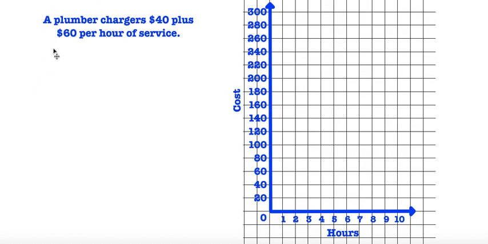So here we have an example. A plumber charges $40 plus $60 per hour of service. So here our $40 that were charged initially is our initial value, which we also know as our y-intercept. And then here our charge of $60 per hour is our rate of change, because we're being charged $60 for every hour, which we now know as our slope.